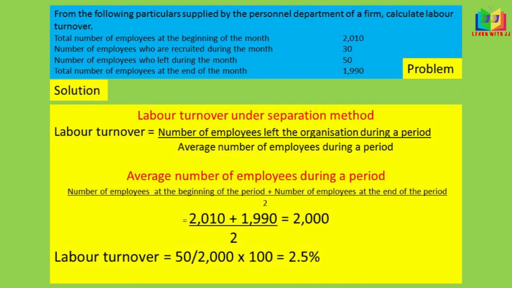Now we have to substitute in the formula in order to find the labor turnover under separation method. So 50 divided by 2000, we will get 2.5%. This is the labor turnover under separation method.